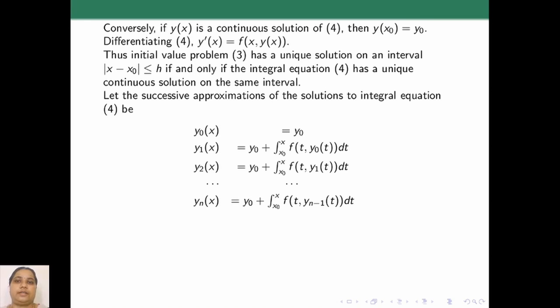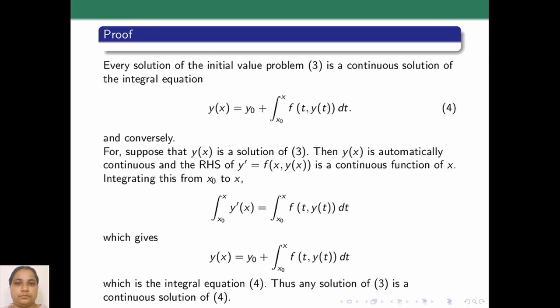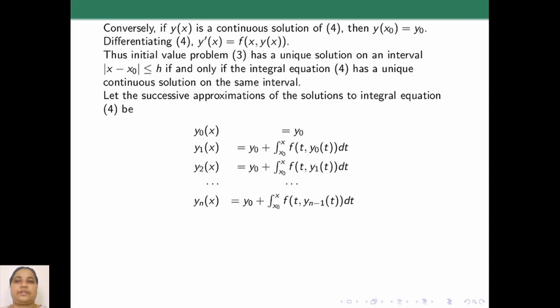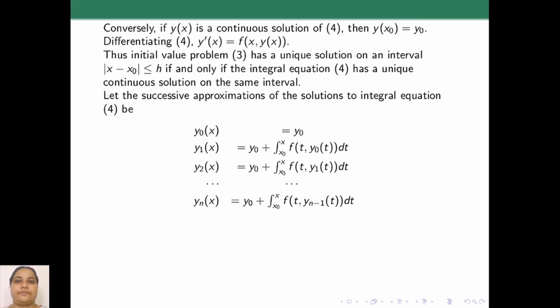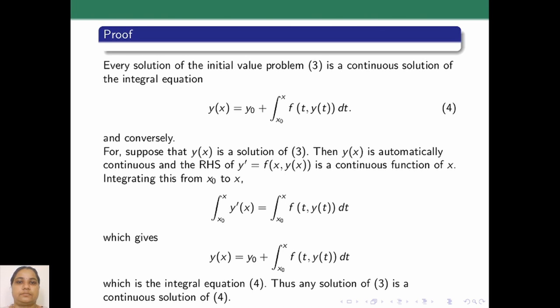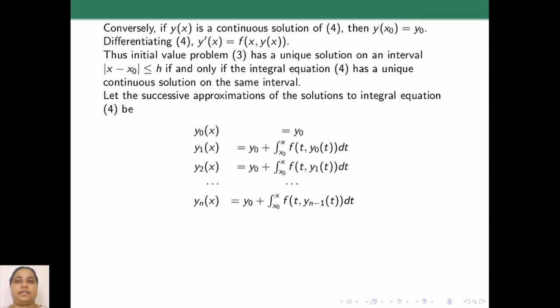Now conversely, let y(x) be a continuous solution of the integral equation 4. Then y(x0) = y0. Differentiating the integral equation, we get y'(x) = f(x, y(x)). Thus, the initial value problem 3 has a unique solution on an interval |x - x0| ≤ h if and only if the integral equation 4 has a unique continuous solution on the same interval.